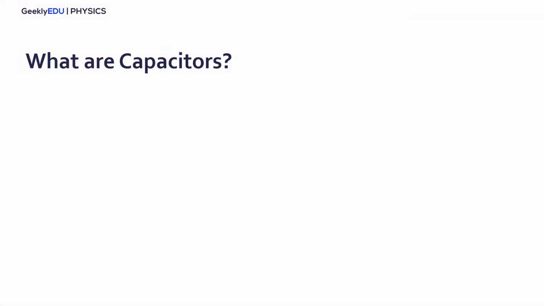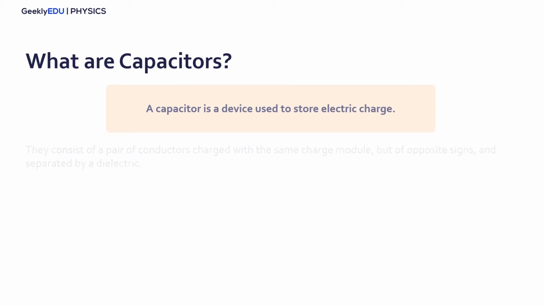So, what are capacitors? Well, capacitors in a circuit are devices that are used to store electric charge. They have many applications in circuits, and they are present in almost all electric devices we have nowadays, right?